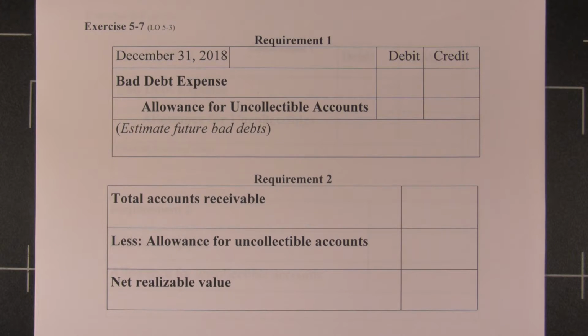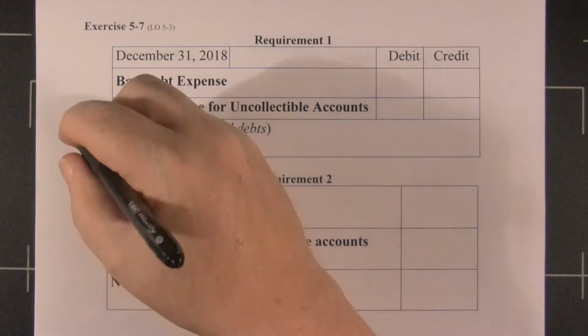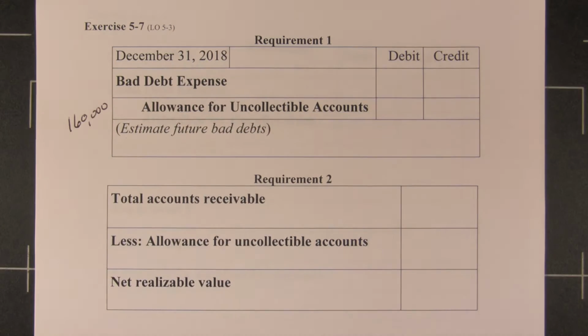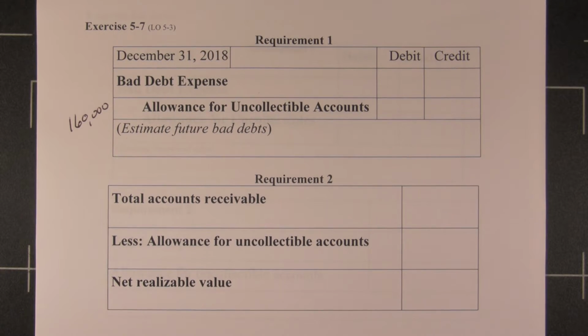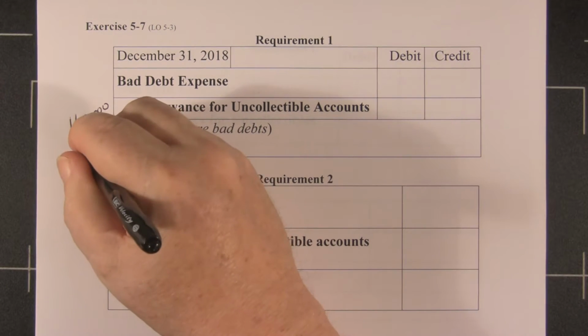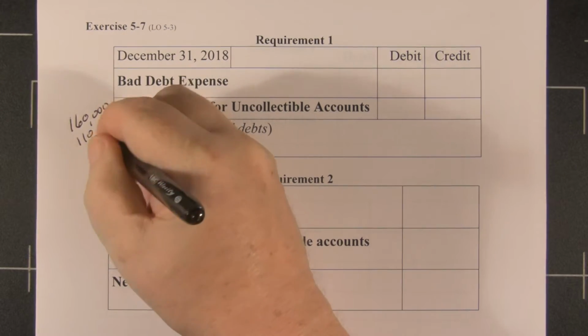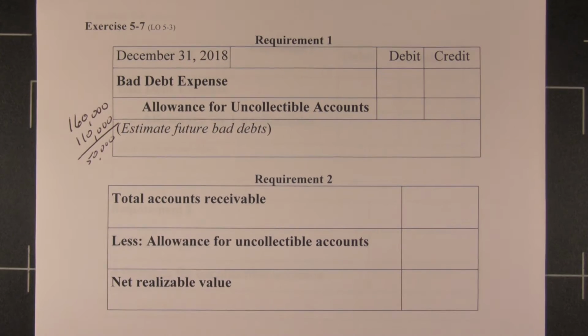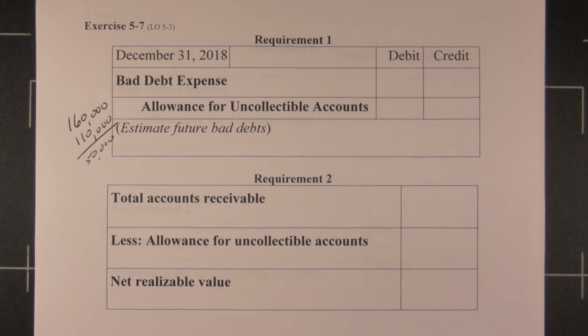Exercise 5-7, we have to do some figuring before we can do some accounting. They tell us that they provide services on account for $160,000. Well, we don't know for sure, but that sounds like a number we might need. And then they tell us that cash collections throughout the year were $110,000. Well, again, they haven't told us, but I'm guessing $110,000 is important too.